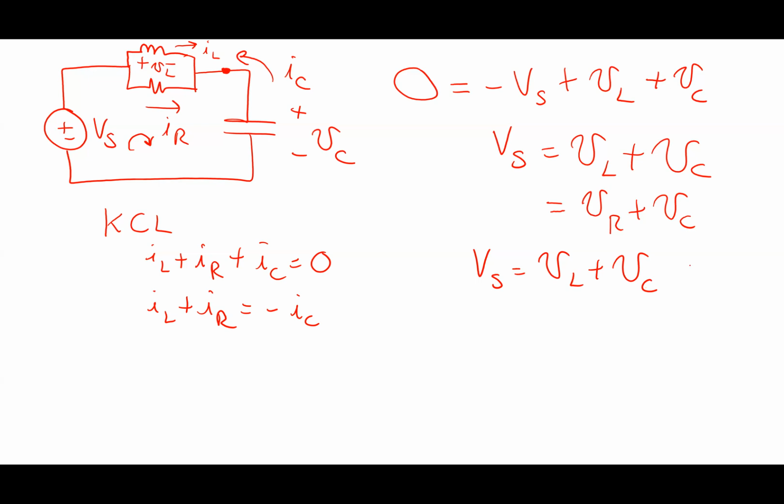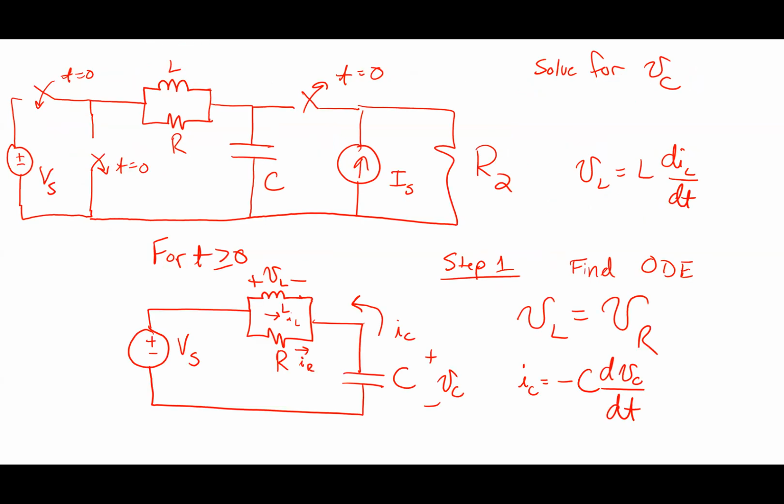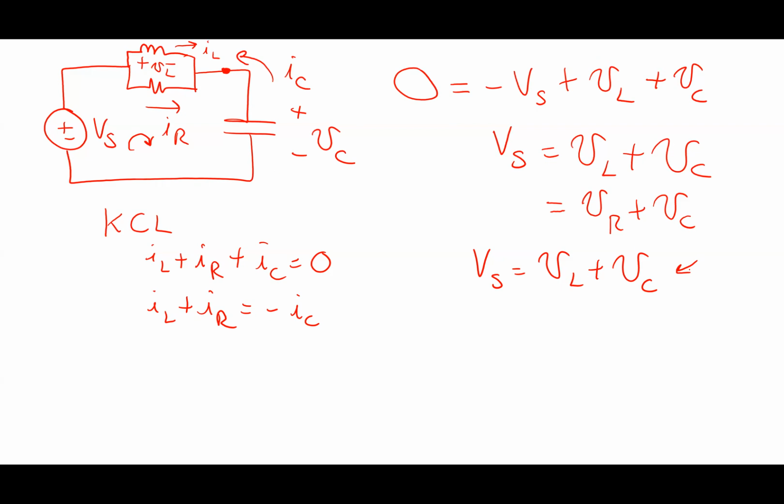So I want to work from this guy. What do we know about V sub L? What's V sub L related to? V sub L we wrote over here. V sub L is L di dt. So we could write this as L dIL by dt plus V sub C, like that. Now, does that help me make a link at all?